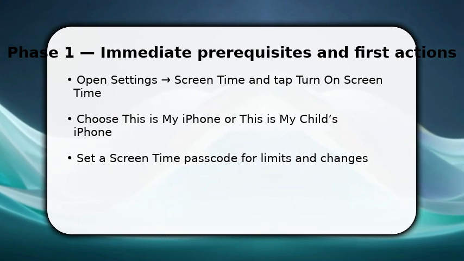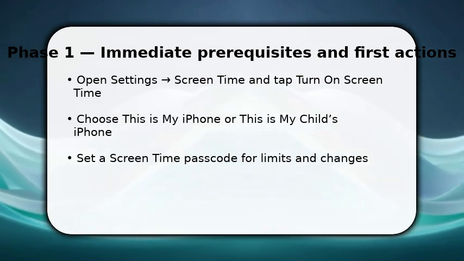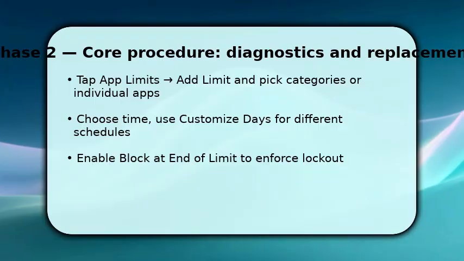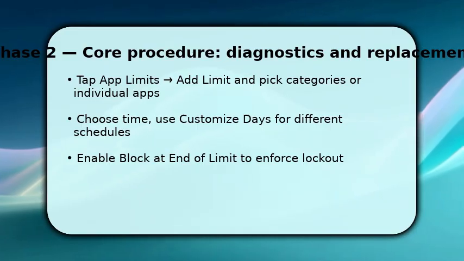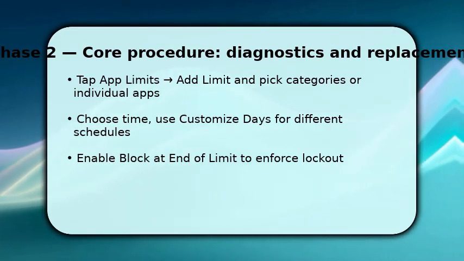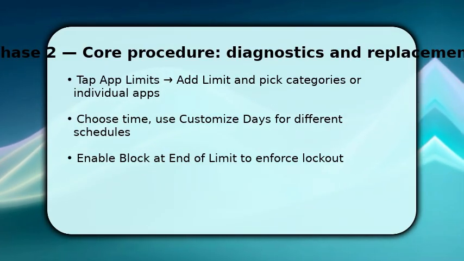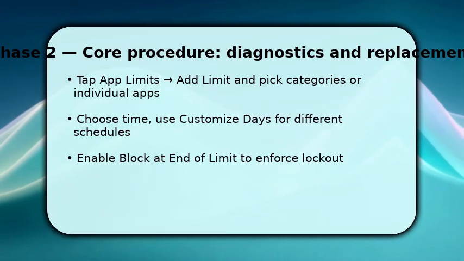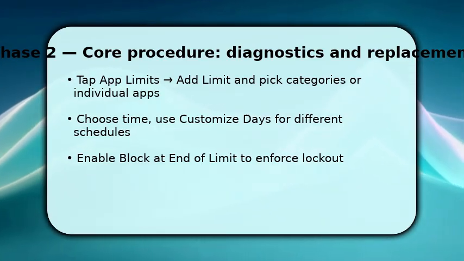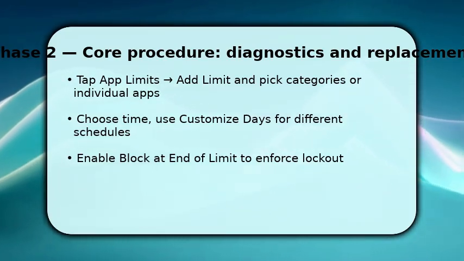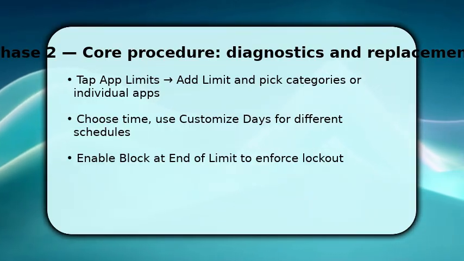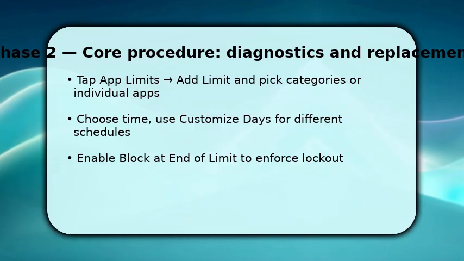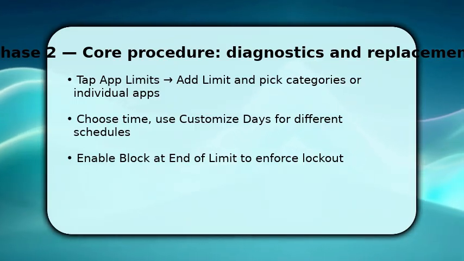Next, tap App Limits and Add Limit. Pick entire categories or tap specific apps to target a single app. Choose an overall daily time, then use customized days to set different allowances for weekdays versus weekends. This is crucial for realistic schedules. Once selected, enable Block at End of Limit to force the lock when time runs out. You can edit limits later, but customize now so the policy matches your routine and avoids unnecessary workarounds.